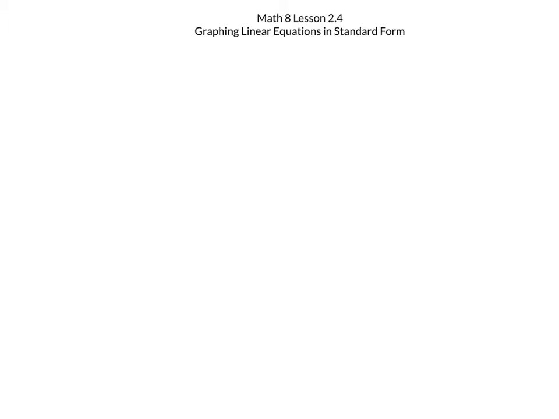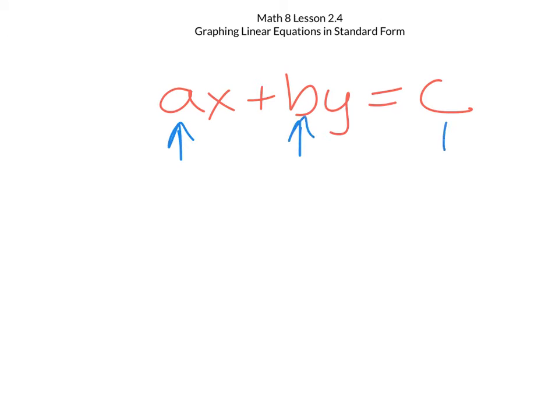All right, so we are discussing standard form of a linear equation. Somebody tell me what standard form looks like. AX plus BY equals C. And remember, each of these letters stands for a number, not a variable. These are the variables. My bad.